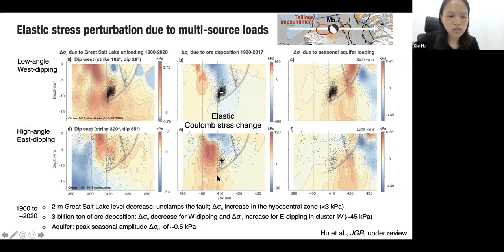The second column indicates the cumulative ore deposition of 3 million tons can produce hundreds of kilopascals of stress changes in the shallow part, but that amount will decrease abruptly with depth. At the hypocenter depth, it will be only about 45 kilopascals. But the sign will be opposite for these two geometries. And the third column suggests the Coulomb stress changes due to the seasonal aquifer loading will be only 0.5 kilopascals. So the take-home message from this slide is that the elastic stress perturbations from the tailings impoundment, the tailings deposition from the industrial process, can be a couple of orders of magnitude larger than that from the hydrological source.